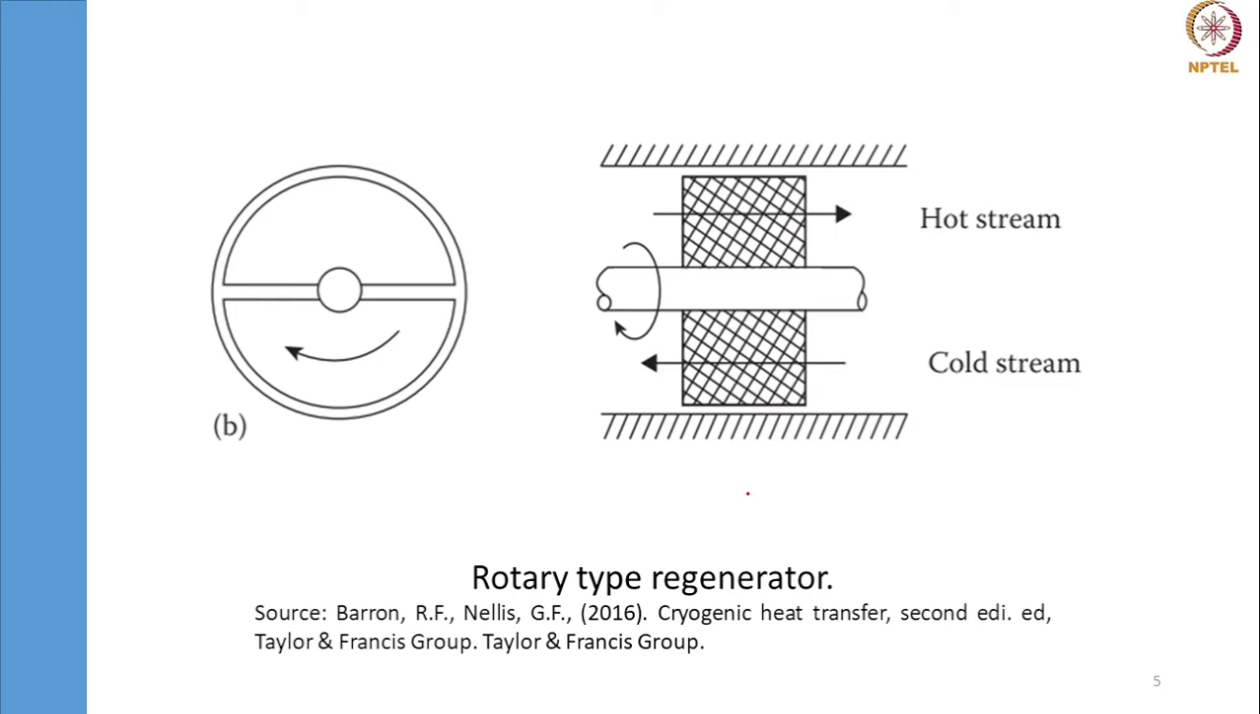We also have another type. I have put it just for the sake of completeness. It is a rotary type regenerator, where we have the matrix material fastened over a shaft. Initially the hot stream passes, and then because of the rotation of the shaft, the hot matrix rotates by 180 degrees, and the cold fluid then takes up that amount of heat, giving rise to a heat exchanger effect.